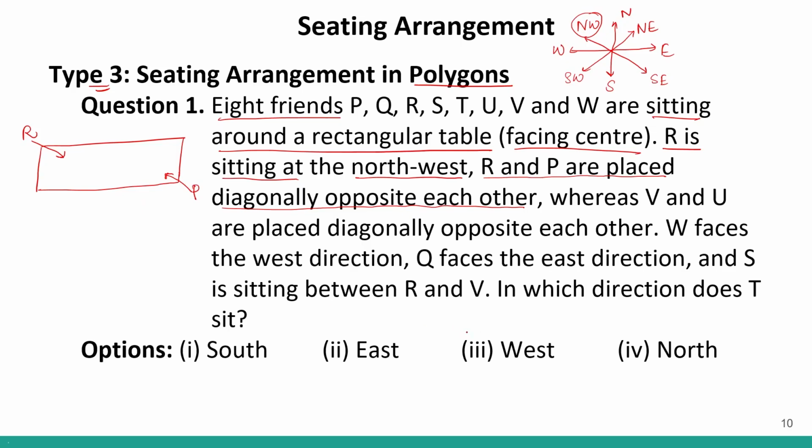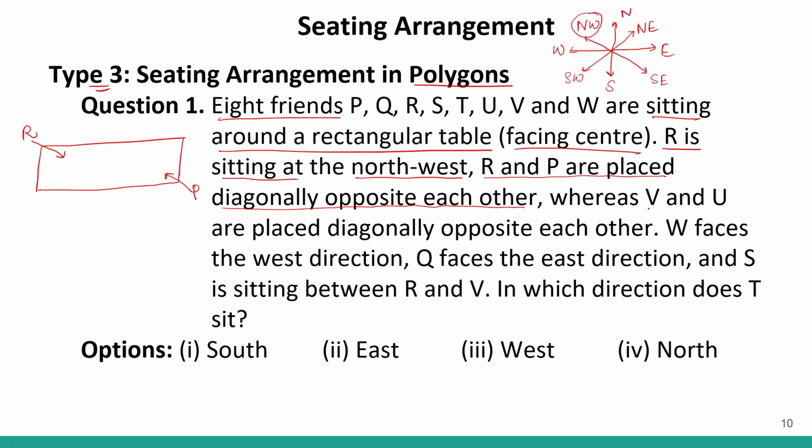Do you know what is diagonal? Let's say this is a triangle. This will be the diagonal, correct? This is the diagonal. This line. This is the diagonal. So they are sitting diagonally opposite to each other. So if R is over here, P will be over here, and they are facing the center.